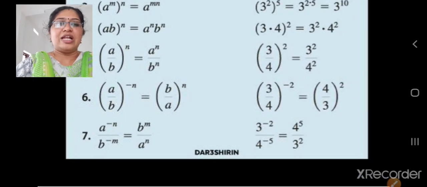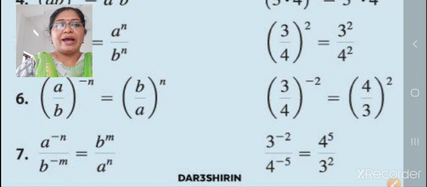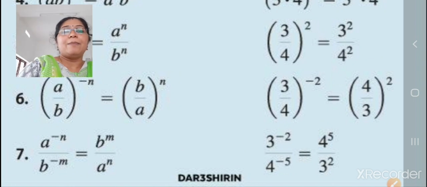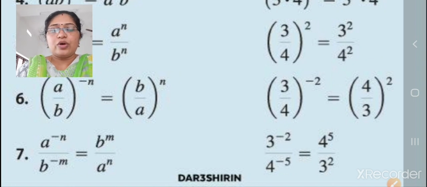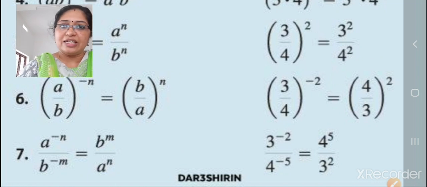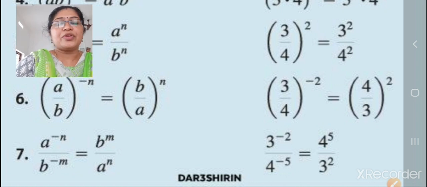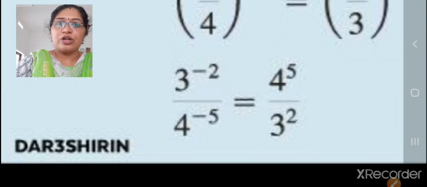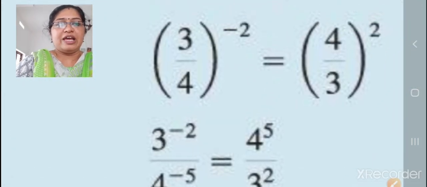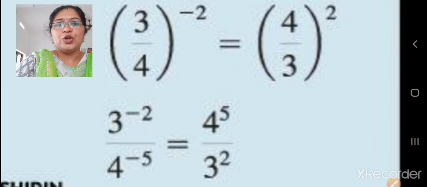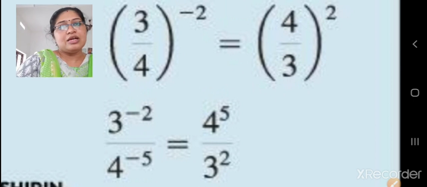Now the next one, the last one: a raised to minus n divided by b raised to minus m. You want to change the negative into positive, so you will take the reciprocal. So 3 raised to minus 2 divided by 4 raised to minus 5: you will take the reciprocal. 4 will go to the numerator and 3 will come to the denominator.